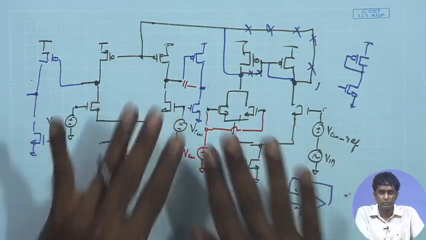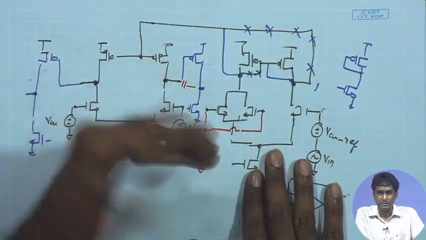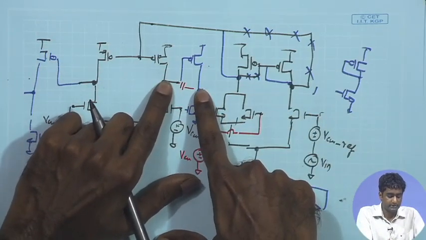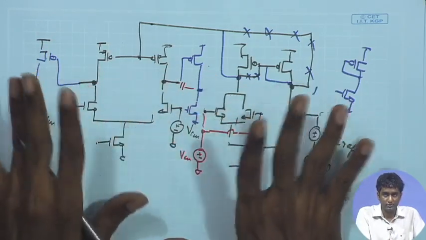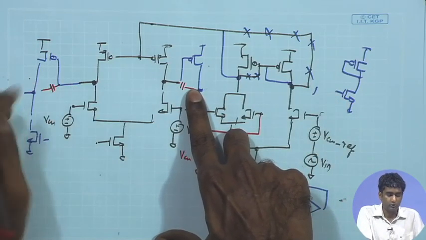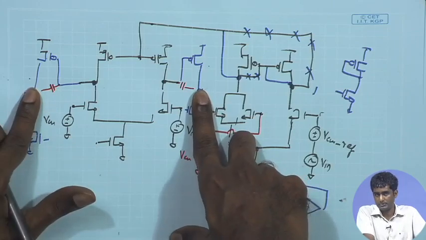So it basically implies that we are trying to have similar compensation for the differential as well as the common mode loop, because once you put the capacitor here, it compensates the differential operation, and at the same time it also compensates the common mode operation. Then resume with the rest of the discussion.